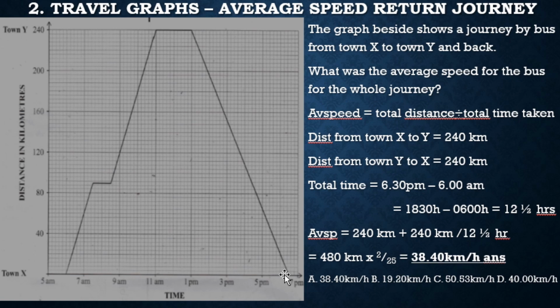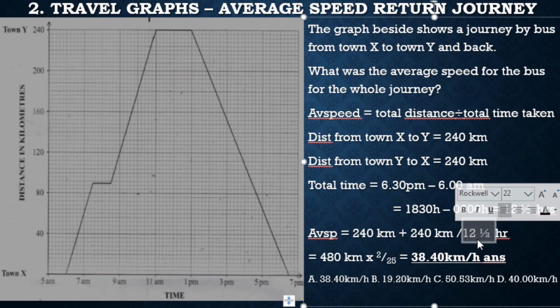All that put together will give us 12.5 hours. So to get average speed, we now get the total distance, which is 480 kilometers. We divide by 12.5. We know when we are dividing, we are supposed to change this to improper, and then we reciprocate and we change this sign to be multiplication.